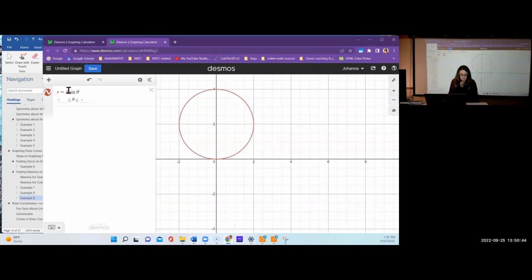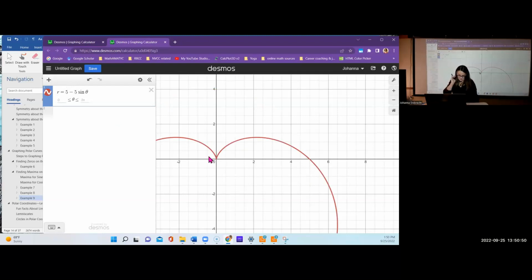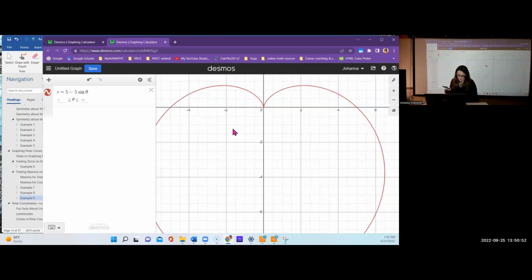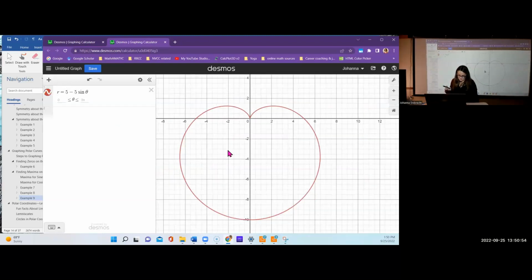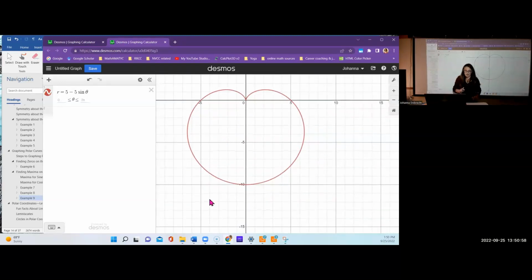So 5 minus 5 sine theta. Right? And I get this graph right here, which is in fact a cardioid. It's also a limaçon. Limaçon is the broader category, but because these are both 5, it turns out to be a cardioid. So it has that sort of heart shape again.